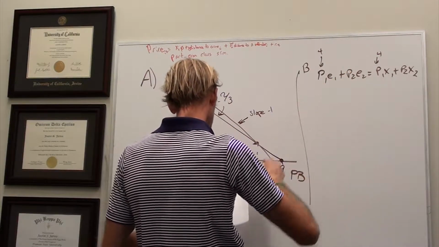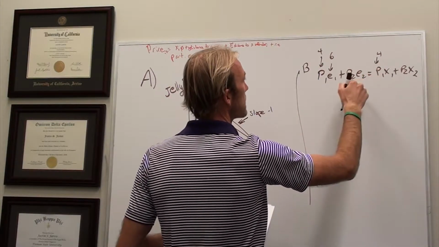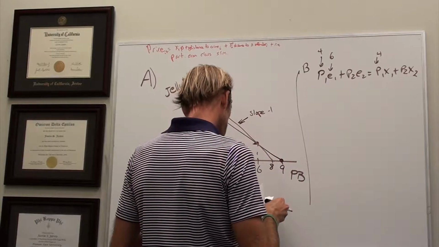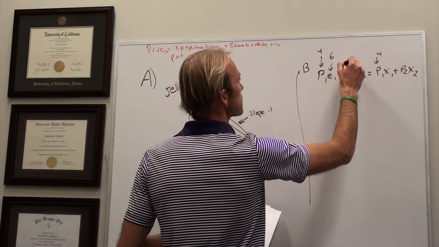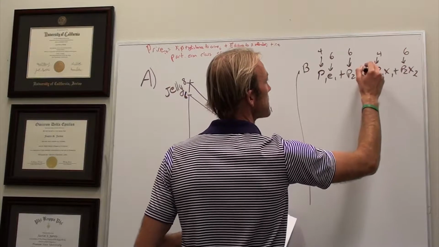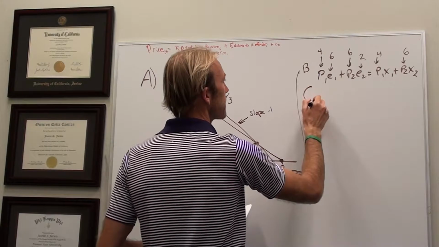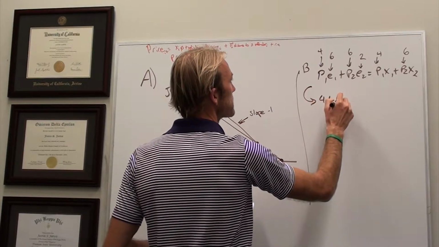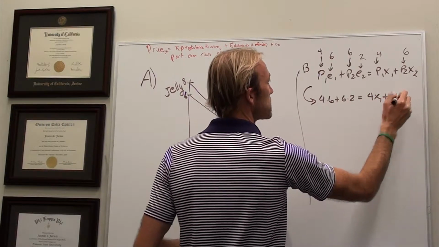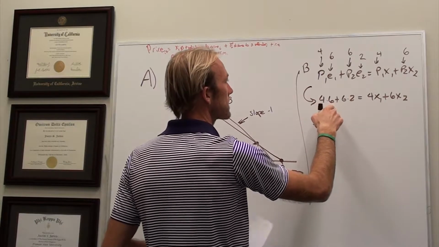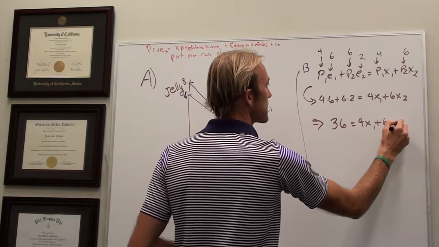So everywhere you see this, we're going to plug in a 4. And how much peanut butter did I have at the beginning? I had 6 peanut butter. And how much was P2? It was $6. So everywhere I see P2, I put in 6. And how much jelly did I have? I had 2. Okay. So now this is going to turn into 4 times 6 plus 6 times 2 is equal to 4x1 plus 6x2. This implies that's 24 and 12, that's 36, is equal to 4x1 plus 6x2.